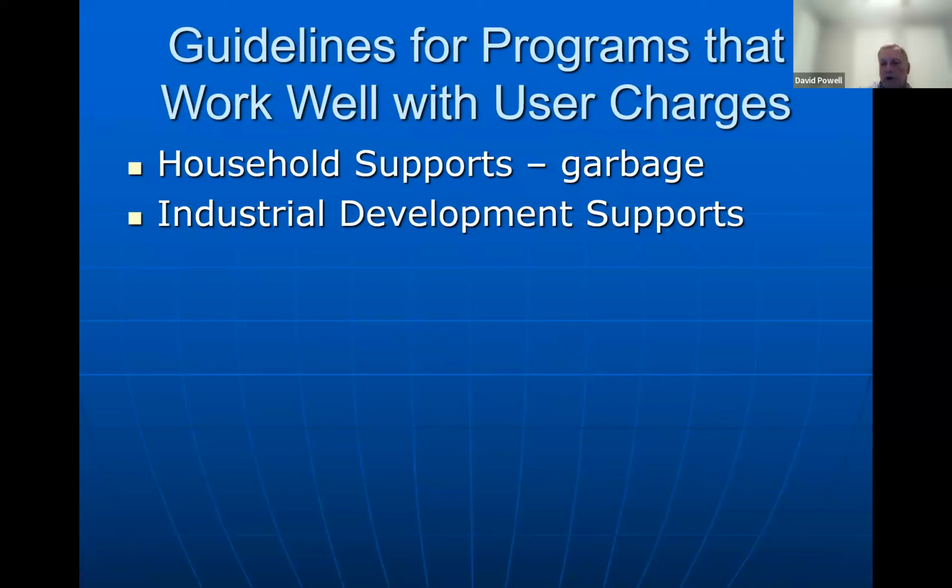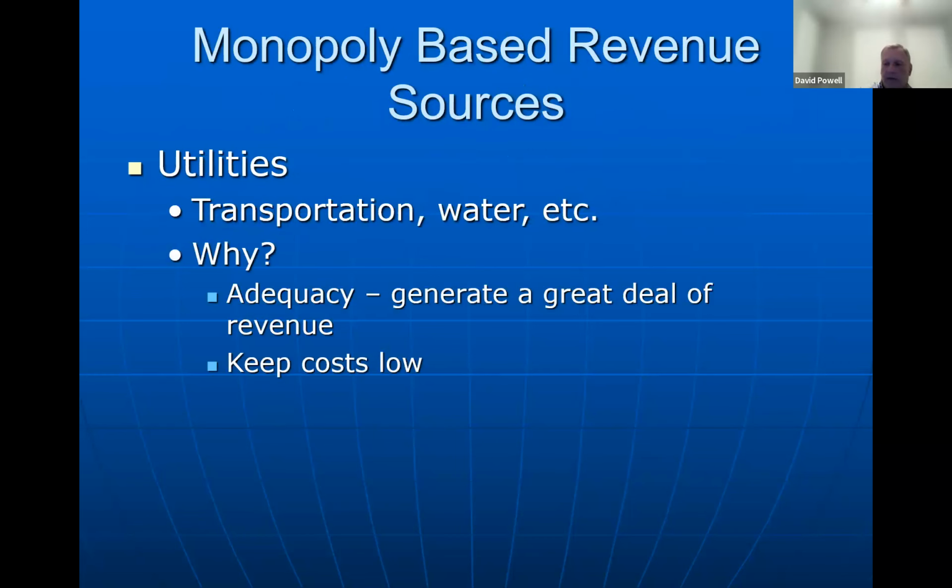Some of the programs that tend to work really well with user charges are, again, those that have benefit separation, those that have chargeability, things such as household supports. And so trash collection has a user charge associated with it because you can then measure the people who are using it versus people who are not using it and then charge them accordingly. Much like our break-even analysis that we talked about a couple of weeks ago, that was the example of utilizing a user charge for that type of household support. Industrial development supports also tend to work relatively well with user charges. Again, the more redistributive the program, the less likely it is that you'll be able to pay for that program with these non-tax sources of revenue.